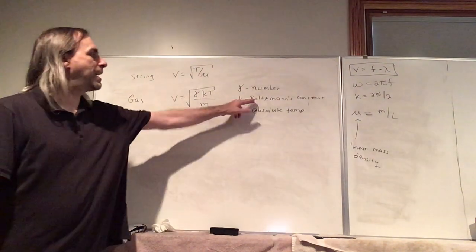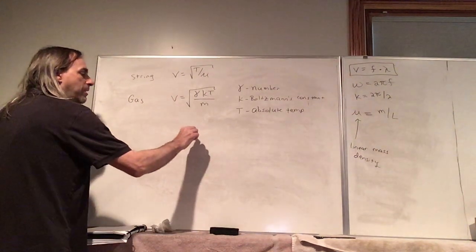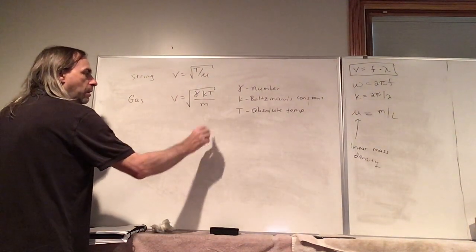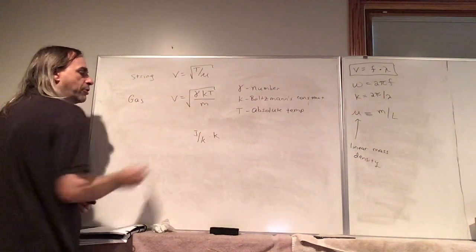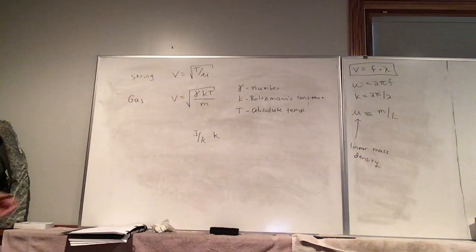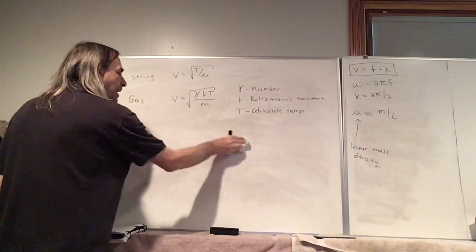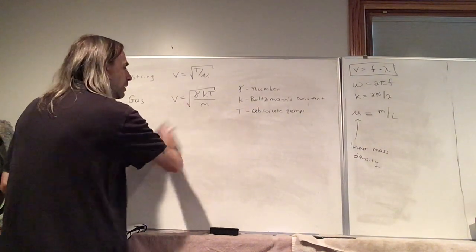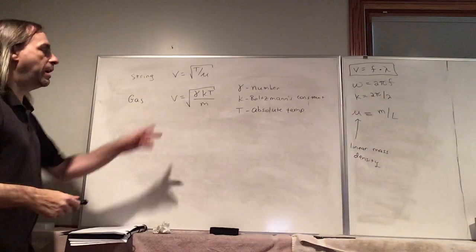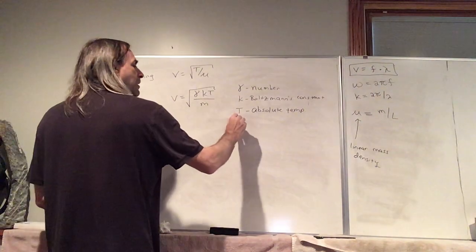So Boltzmann's constant had units of joules per Kelvin. If you multiply it by temperature, the Kelvins cancel out. But it has to be a temperature based on this absolute zero. And finally, m is the mass of a single particle.